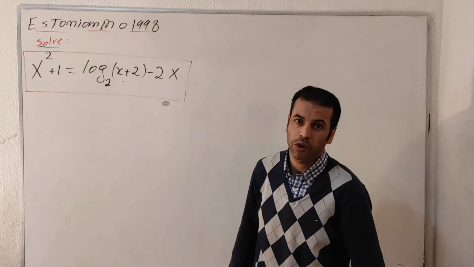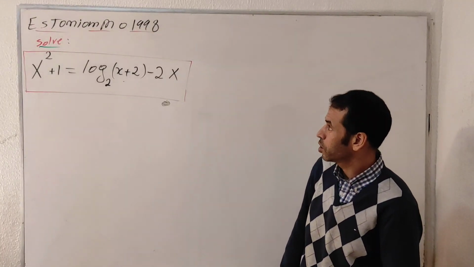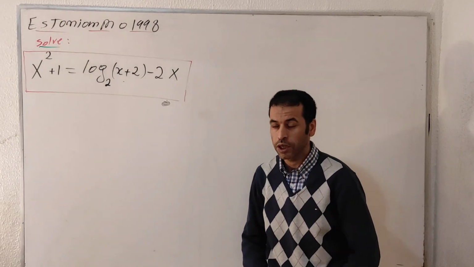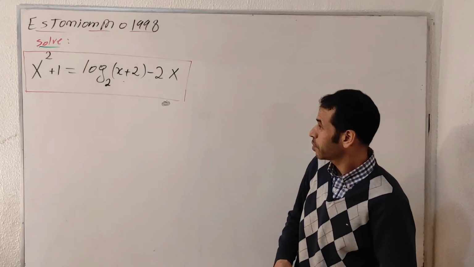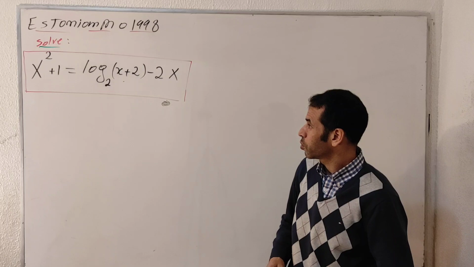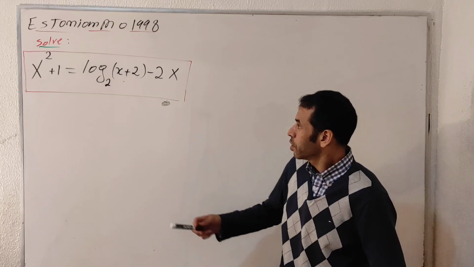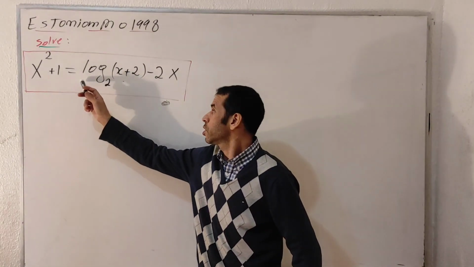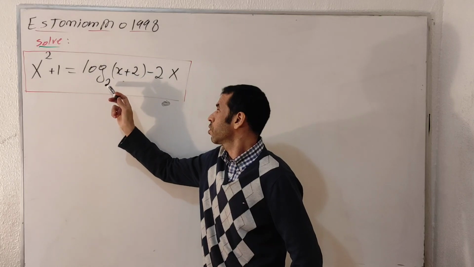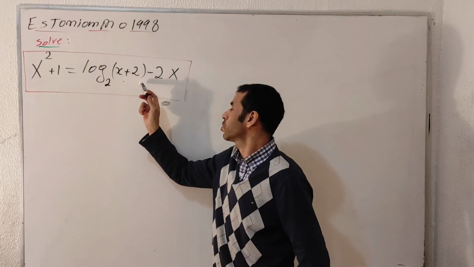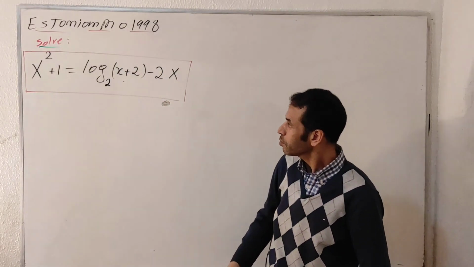In today's video, I would like to introduce a very nice problem of the Estonian Mathematical Olympiad, edition 1998. Here is the setup. Our goal is to solve the following equation: x squared plus 1 equals log base 2 of (x plus 2) minus 2x.